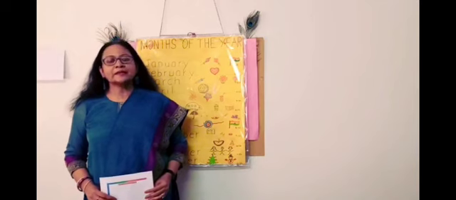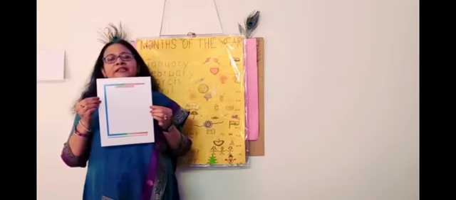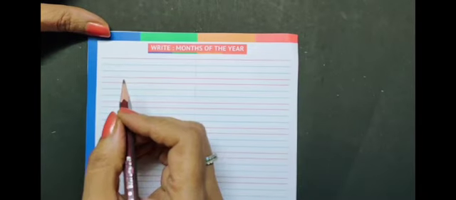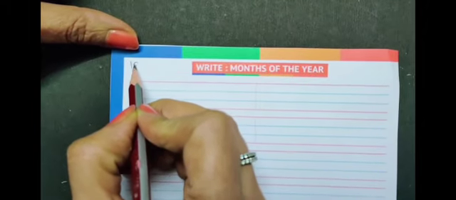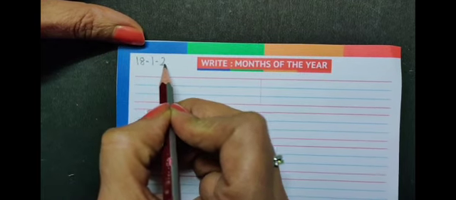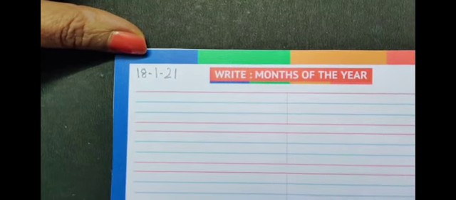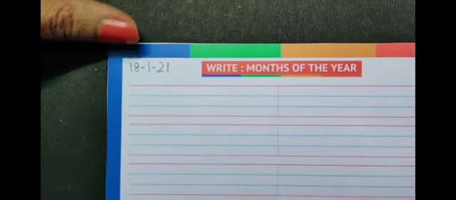Now, let us write the months of the year. So children, please open your classwork book to page number 129. Children, we shall write today's date. We will begin with writing numbers from 1 to 12 as there are 12 months in a year.